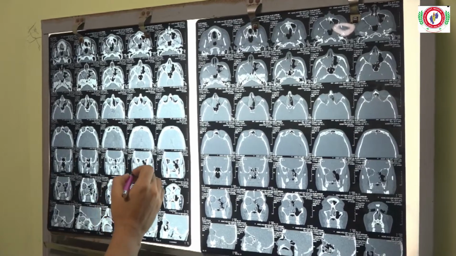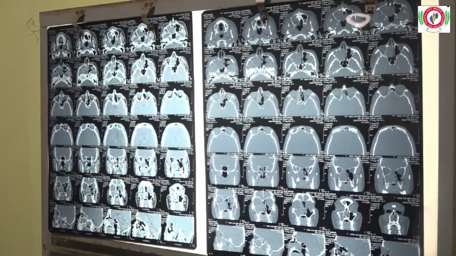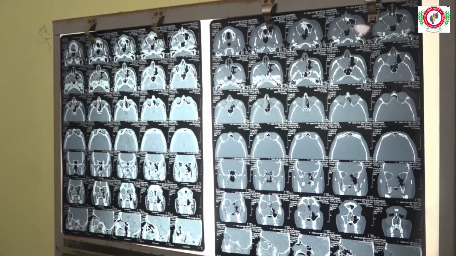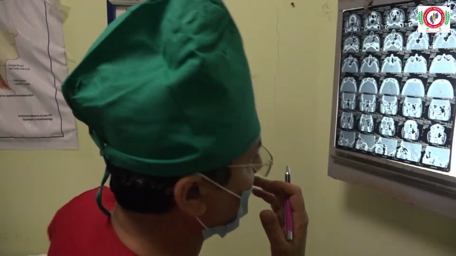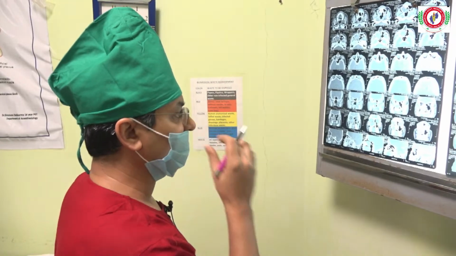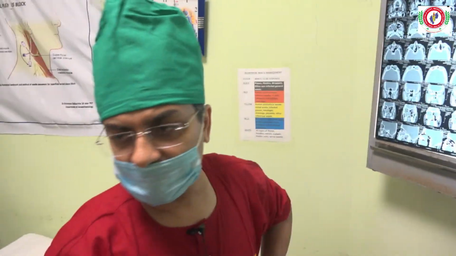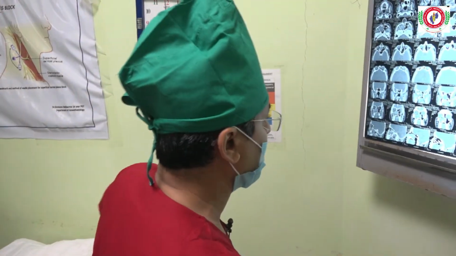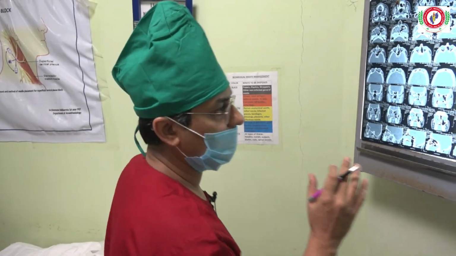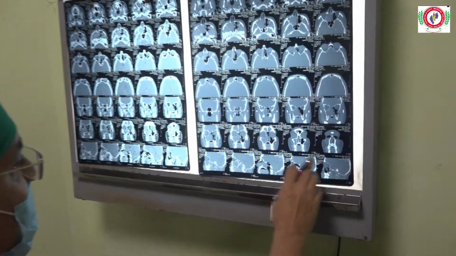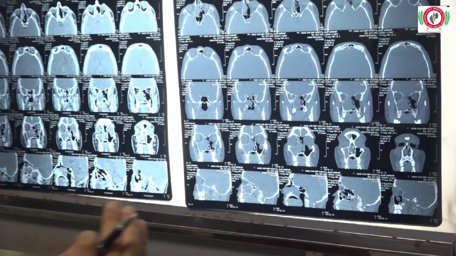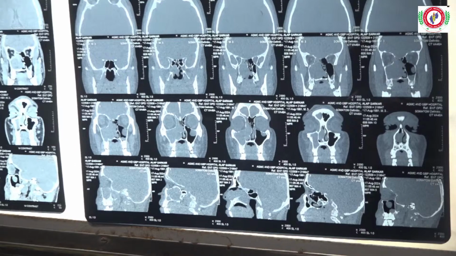Okay, so to me it may not be AFRS. So are you thinking it to be an inverted papilloma? Yes, it can be inverted papilloma. If it is an inverted papilloma, maybe we'll do the modified Denker's if required, but we'll remove each and every bit and try to find out the attachment and drill the attachment.